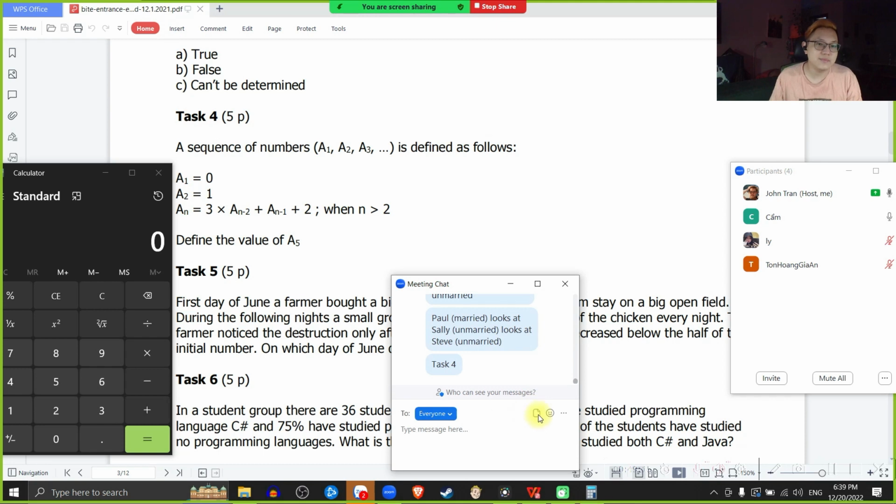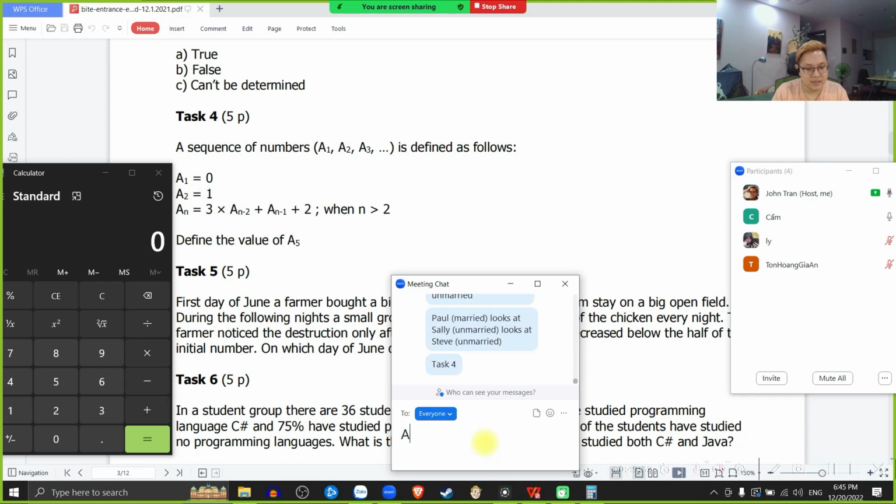Now, a sequence of number A1, A2, A3, A4, A5, something is defined as follows. Một chuỗi những con số được xác định như sau: A1 is 0, A2 is 1, and An is 3 times A(n-2) plus A(n-1) plus 2 when n is bigger than 2. Khi mà n lớn hơn 2 thì công thức này áp dụng: 3 nhân cho A(n-2) cộng cho A(n-1) cộng 2. Thì kiếm cái giá trị A5 này các bạn. Find the value of A5.